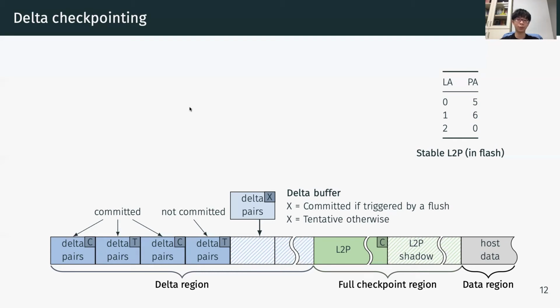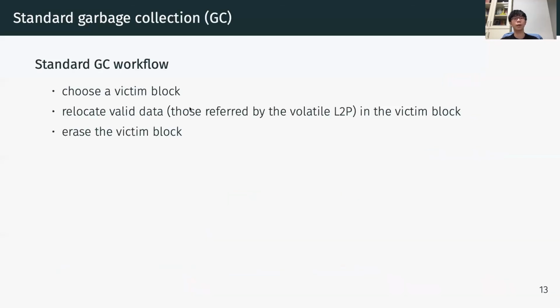The stable L2P is represented by using an in-flash L2P as a base image, and sequentially applying all committed delta pairs. As we will see later in the verification part, we will need this property to connect our implementation to our specification. But this is not the end of the story, because even if we maintain the stable L2P to keep track of where the old data are, the garbage collector may still delete the old data, and in this case, SCFTL will not be able to roll back to the previous snapshot.